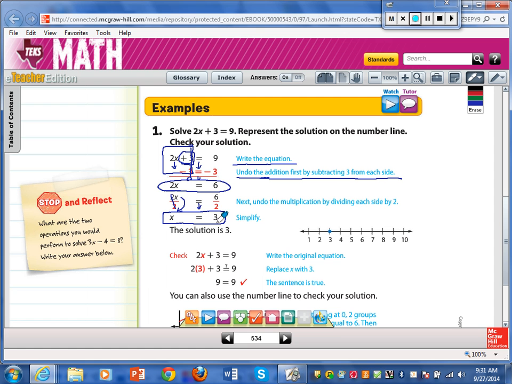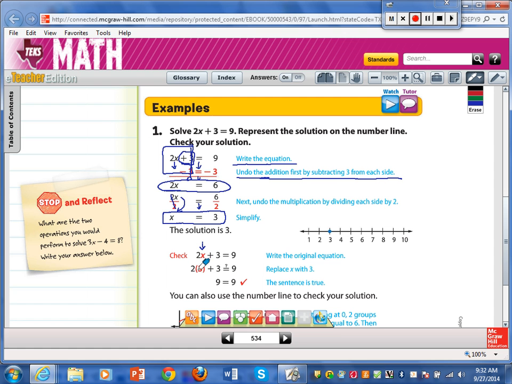Now let's go ahead and check this solution, x equals 3, to see if it makes sense. Now remember, since x is equal to 3, you substitute this 3 for the variable in the original equation. So right here you had 2x plus 3 equals 9. So instead of x, we're going to substitute 3 for x. Remember that when you substitute for x or any variable, you have to put parentheses, because this still means multiplication. It's just a very simple way of saying multiplication.